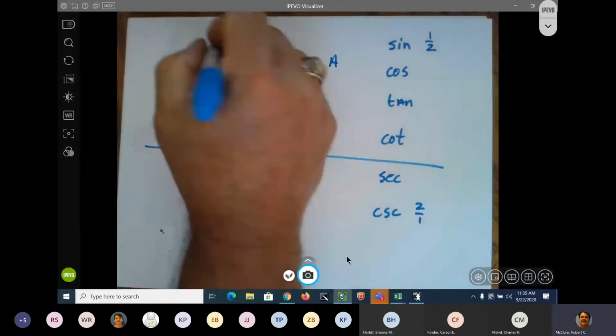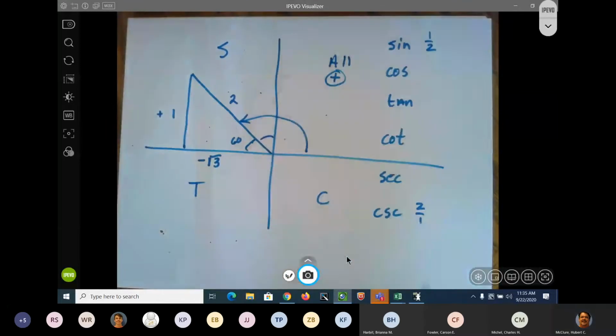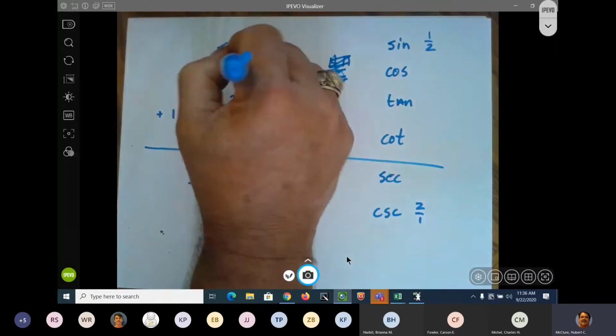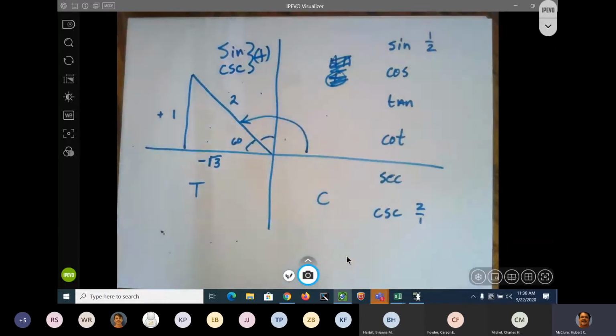All students take calculus. All are going to be what? Positive. So we don't have to worry about the signs here. No, I'm sorry. It's in the second quadrant. Sorry. The second is the sine and the what? Cosecant are positive. So that's correct.